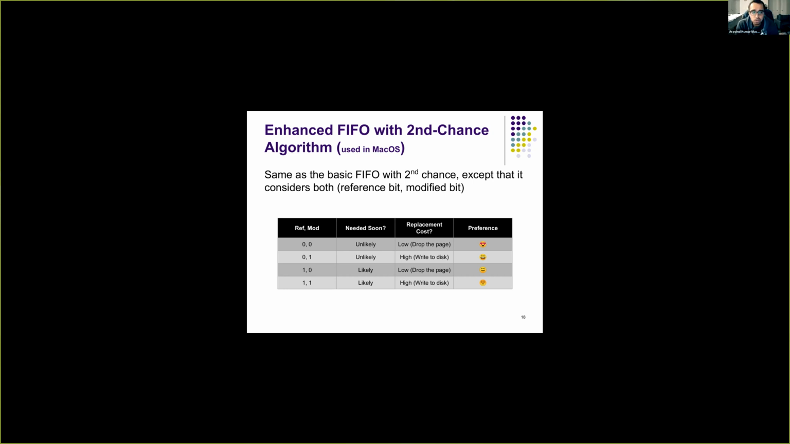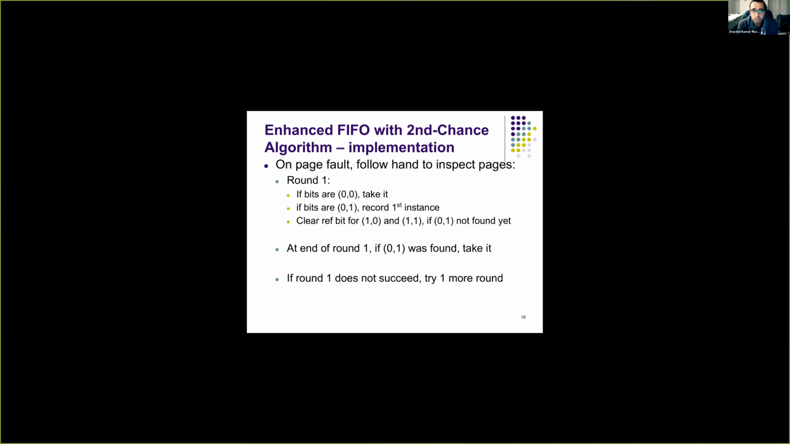So based on these two bits, we can modify FIFO algorithm as follows. When a page fault happens, for each page, we check the two bits. If the bits are both zero, we consider that as the victim and we replace that page. We don't need to write the page back because it's not modified, right? We just replace that page. It's very good.